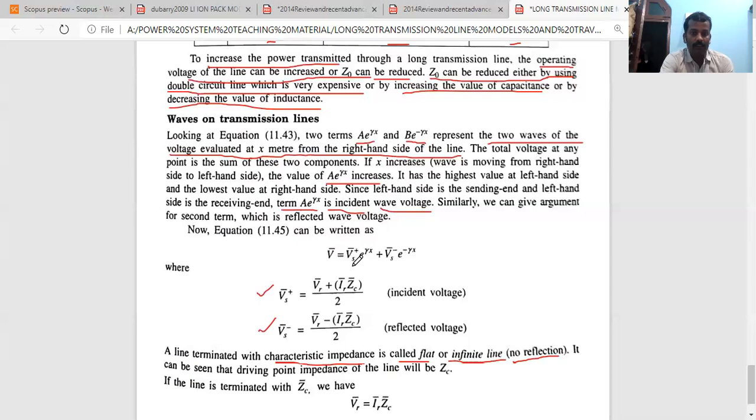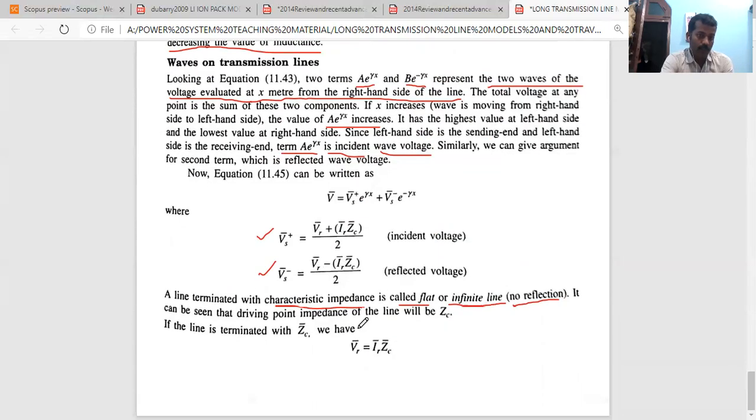Now the voltage equation can be written as Vs plus e to the power gamma x plus Vs minus e to the power minus gamma x. This is the incident wave. This will be the reflected wave. Now Vs plus, this incident voltage, can be calculated from this equation. Vs plus will be Vr plus Ir Zc by 2. Vs minus is equal to Vr minus Ir Zc by 2.